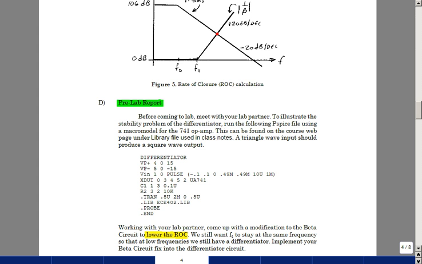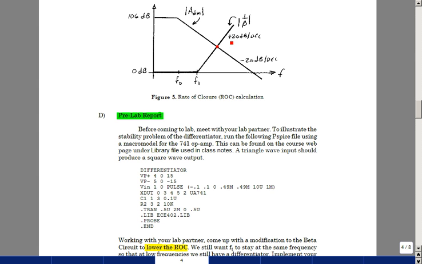Your design task is to change this rate of closure such that it's less than 40 dB per decade. So you've got to think about what you have to do to this beta curve in terms of its graphical representation, and what would that correspond to in terms of poles and zeros in the beta network, and then correspondingly how does that go back into the original circuit.